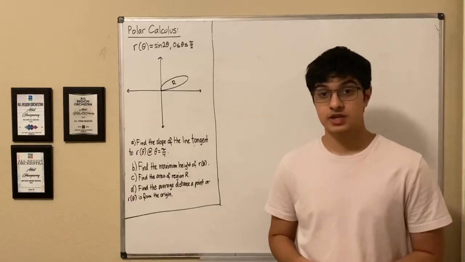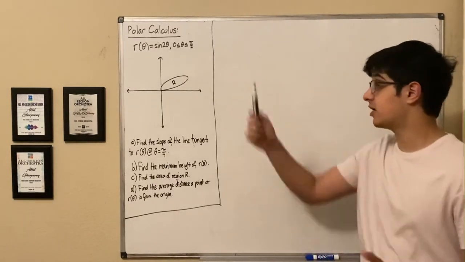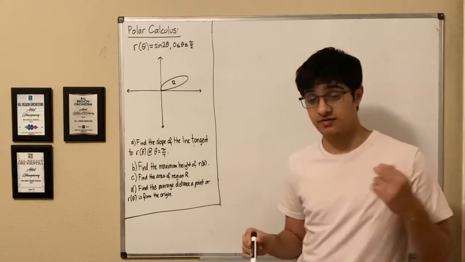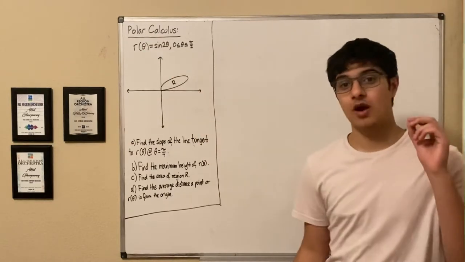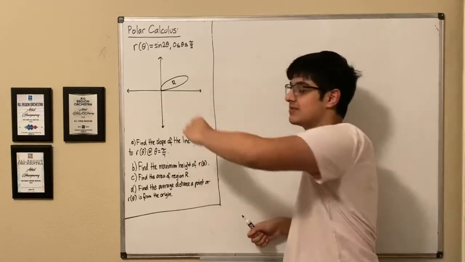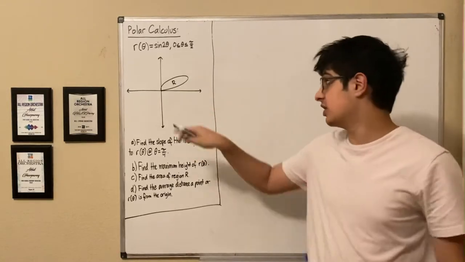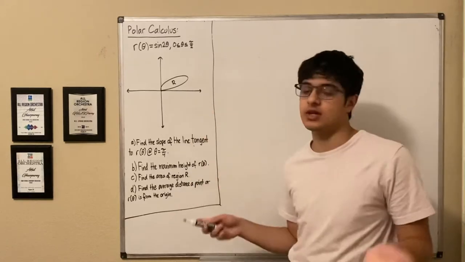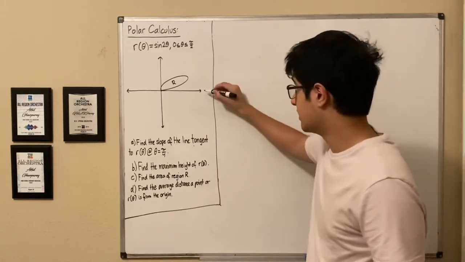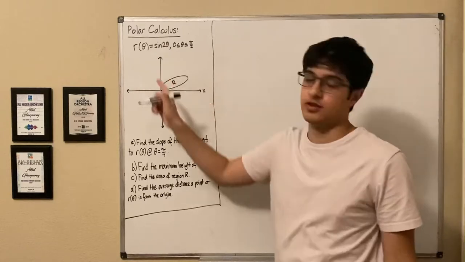Hello everyone. Today we are going to be talking about calculus, but not f of x calculus. This time we're going to be talking about polar calculus, where the radius, or the distance from the origin, is a function of the angle it makes with respect to the x-axis. Well, the x-axis is still there. It's just now in terms of r and theta.